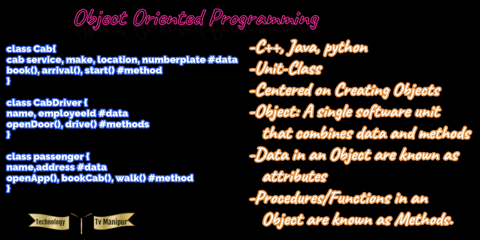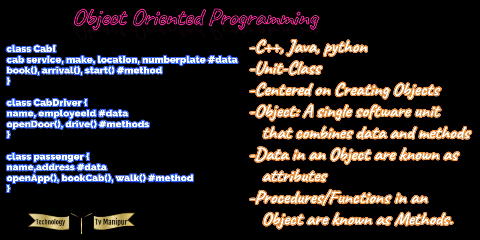Now what is an object? An object is a software unit that combines data and methods. So we have this data here, and then we have the methods inside the class, and an object is able to combine both of them. Now these objects, for example a cab object and a passenger object, can exchange data between them also. So data is interchangeable between, for example, the passenger object and the cab object.